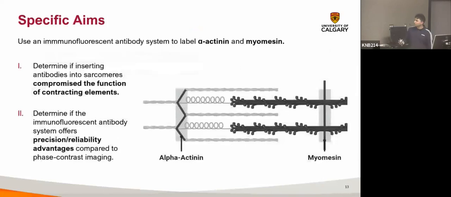So for this section, the priorities that we had were to label alpha-actinin and myomesin, but then to determine if first inserting the antibodies into the sarcomeres compromised the function of those contractile elements. And then we wanted to figure out if even doing this has a point. Are we even getting better resolution with these types of images compared to phase contrast images? And the antibodies were placed on alpha-actinin and myomesin.